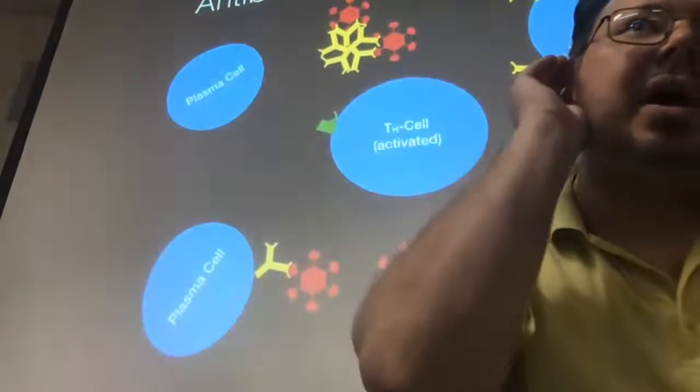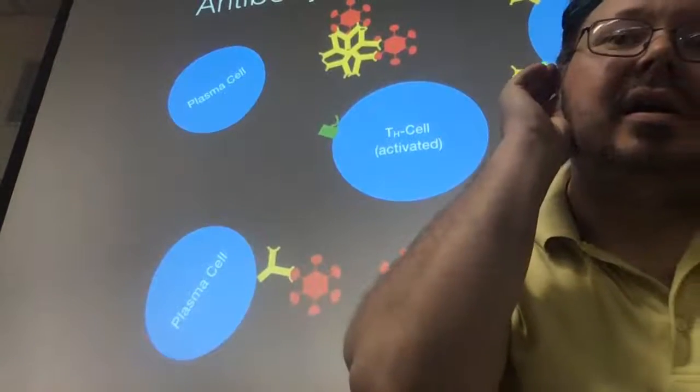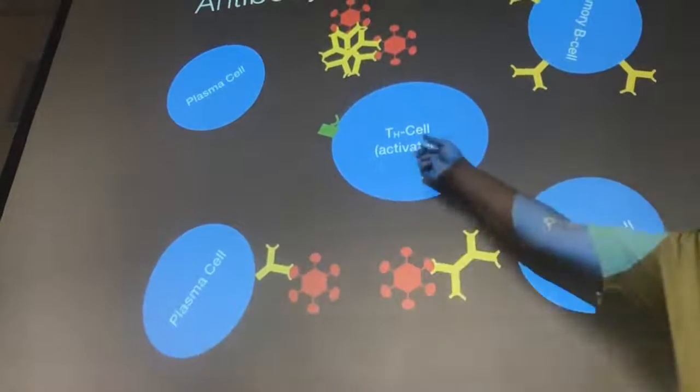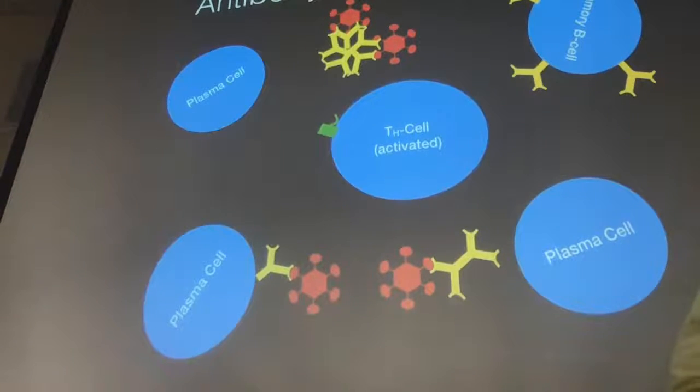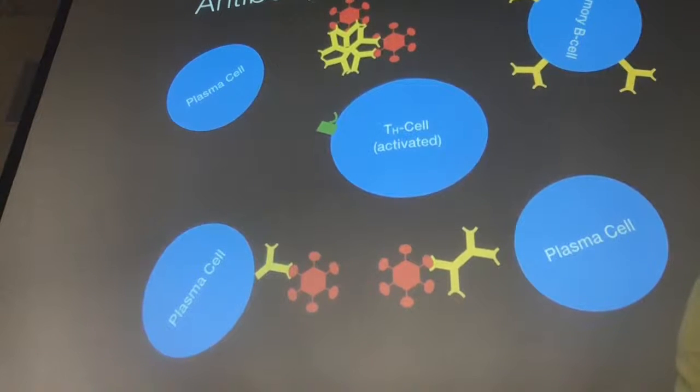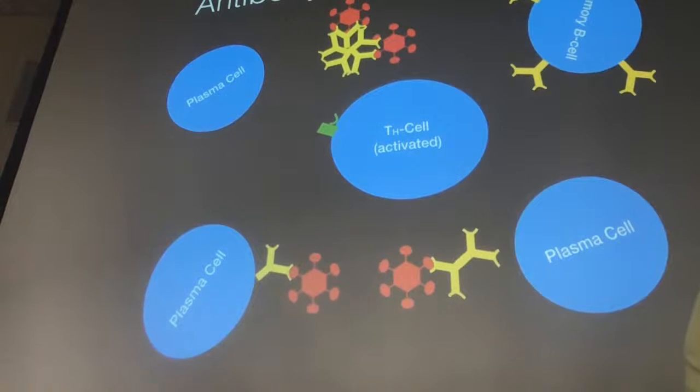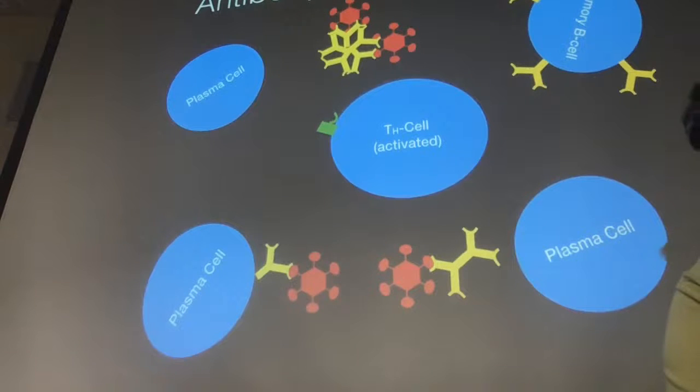How do memory B cells form? Oh, the helper T cell is going to release a cytokine. You don't need to know what cytokine; it's one of the interleukins. And that causes the B cell to differentiate. Remember we talked about differentiation? To differentiate into a memory B cell. Some antigens and some helper T cells are going to produce more memory and some less. We don't exactly know why.